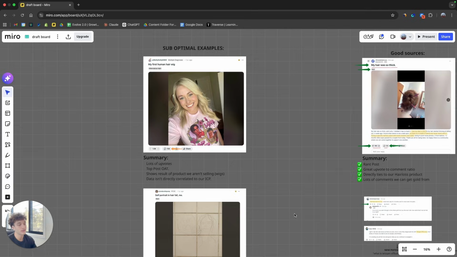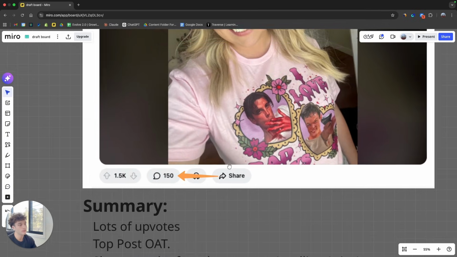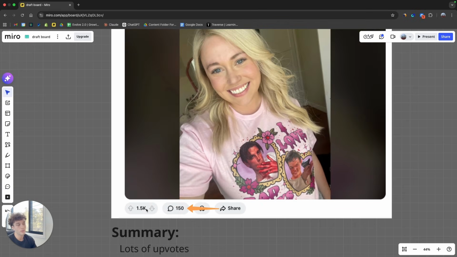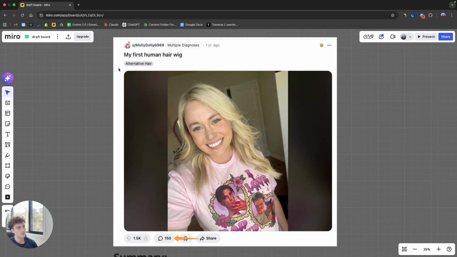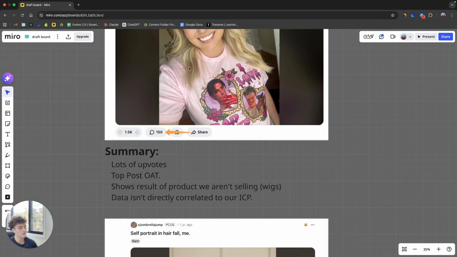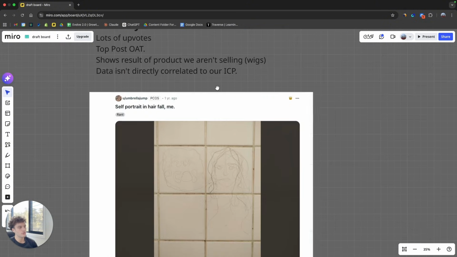And this is where a lot of people make the mistake. If they're selling a hair loss product and they go to the hair loss subreddit and they're like, oh shit, this post here has 1.5k upvotes and 150 comments, this is a crazy avatar. Bang, map this down. We're looking for quality over quantity here. And not only is this the wrong image, because it's not really relevant to our customer since it's talking about wigs, there's not a lot of engagement on this post specifically.